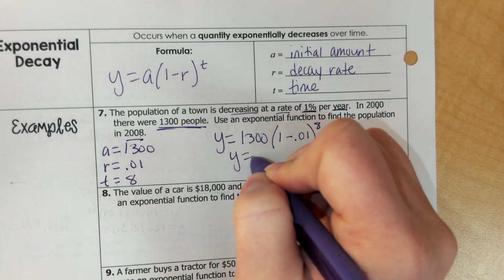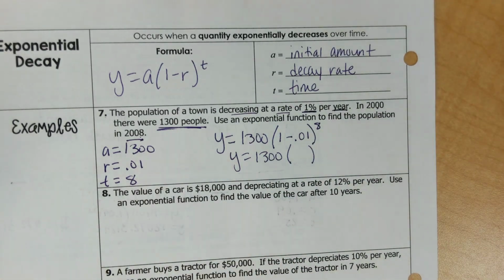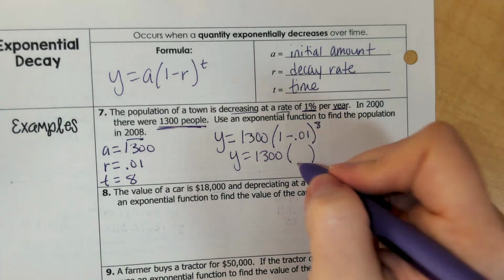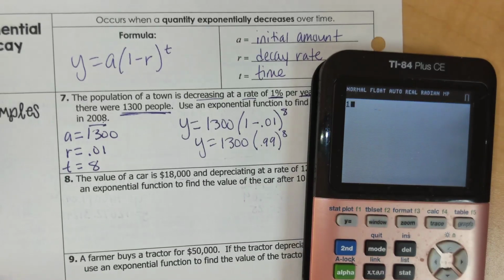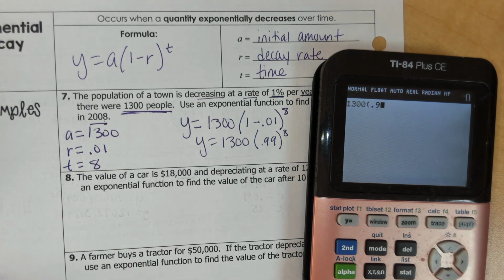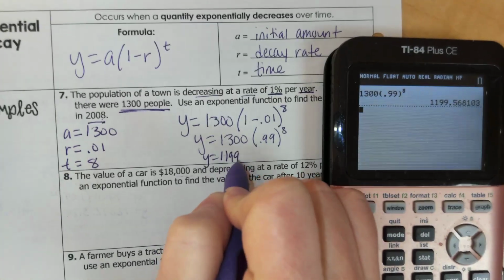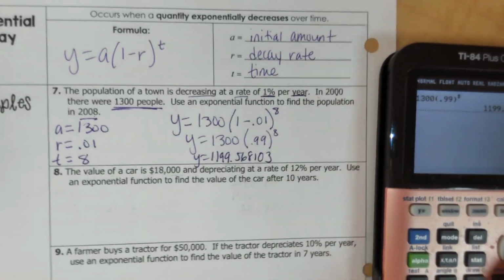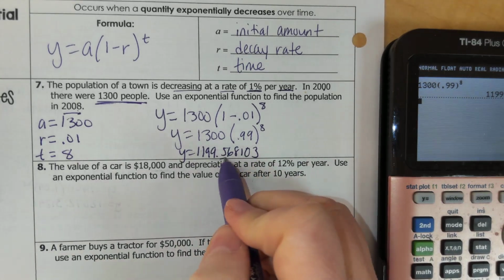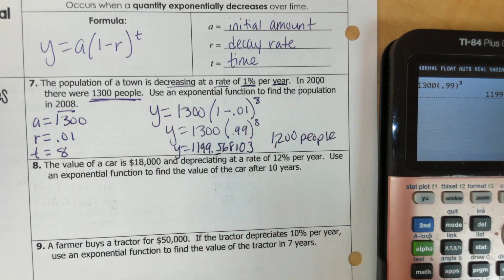And again, I'm going to go ahead and take care of the parentheses. 1 minus 0.01 is going to give me 0.99, and I'm going to raise that to the power of 8, and I'm going to go straight to my calculator for this one as well. 1,300 multiplied by 0.99 raised to the power of 8 is 1199.568103, and we're going to round this again. It is a population, so we're dealing with people. This 5 is going to round this up, so we're going to end up with 1,200 people as our final answer.